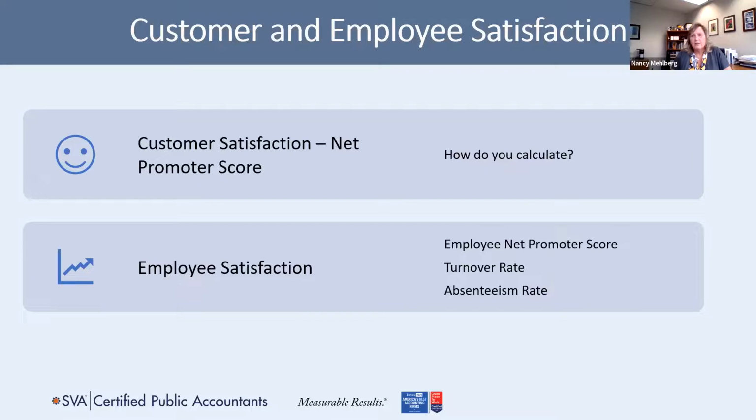Anybody who scores you a 9 or a 10 is going to be the people promoting your company. Anybody that scores you a 7 or 8, they're going to be considered your passive customers. So those are customers that like you, they like the services you provide, but they can be easily swayed by a discount or offering something free. They're going to be swayed somewhere else.